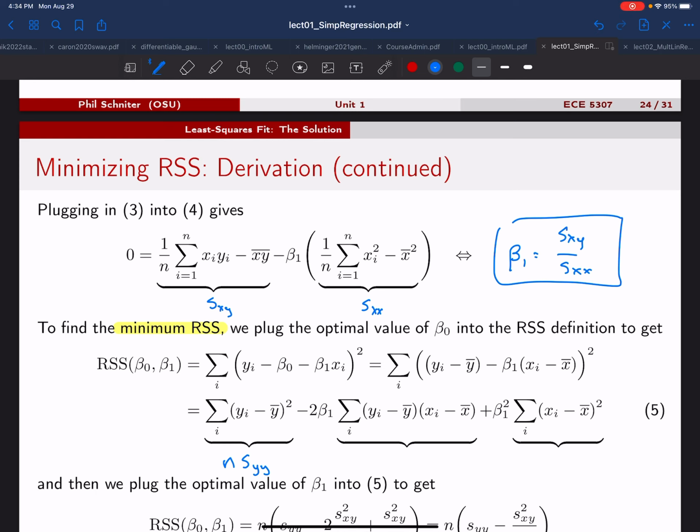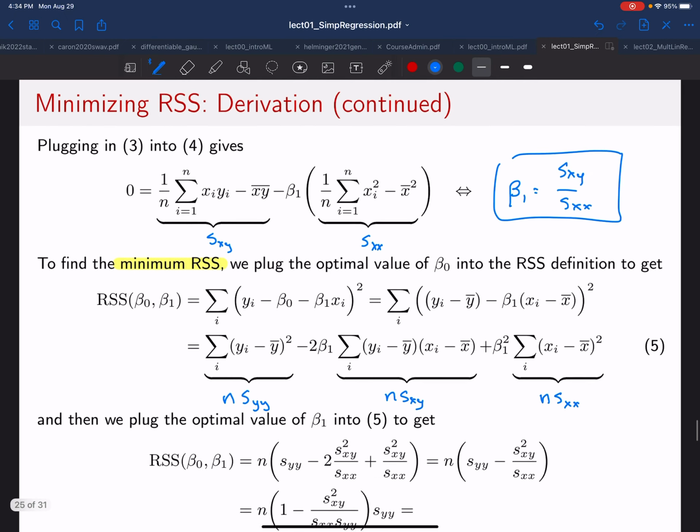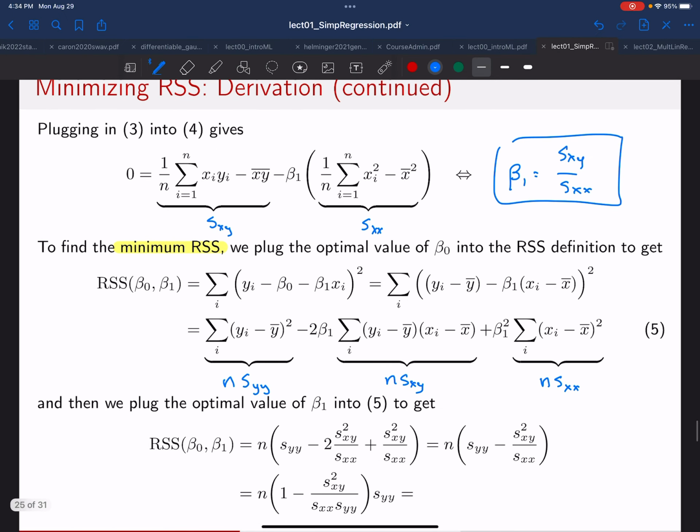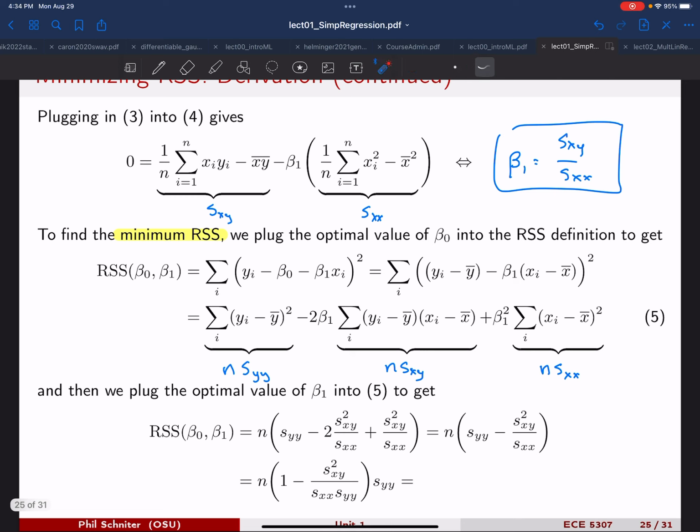What about the middle brace? SXY. So again, n times SXY. And the last one? SXX. Okay. So now we have actually a pretty concise expression for the minimum RSS as well.